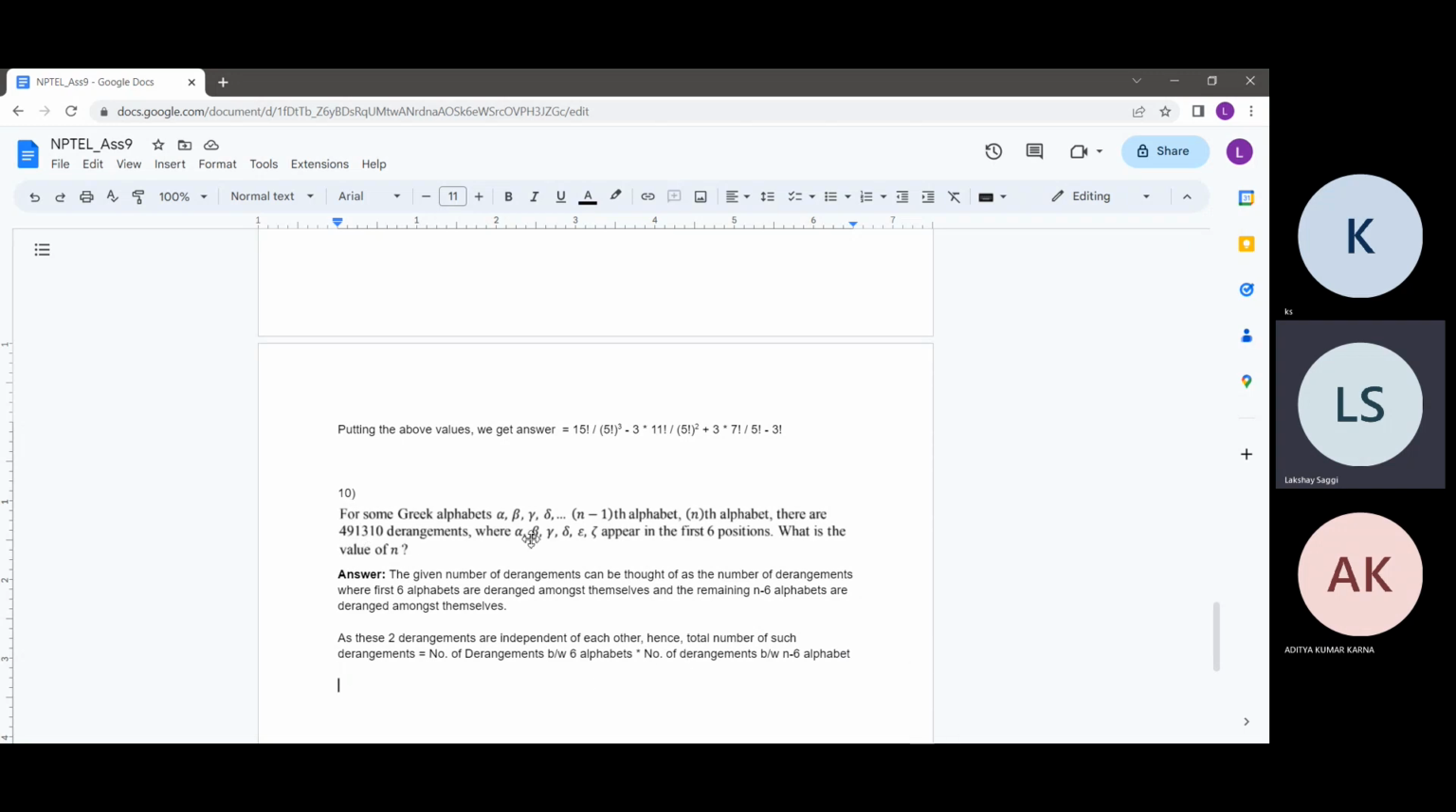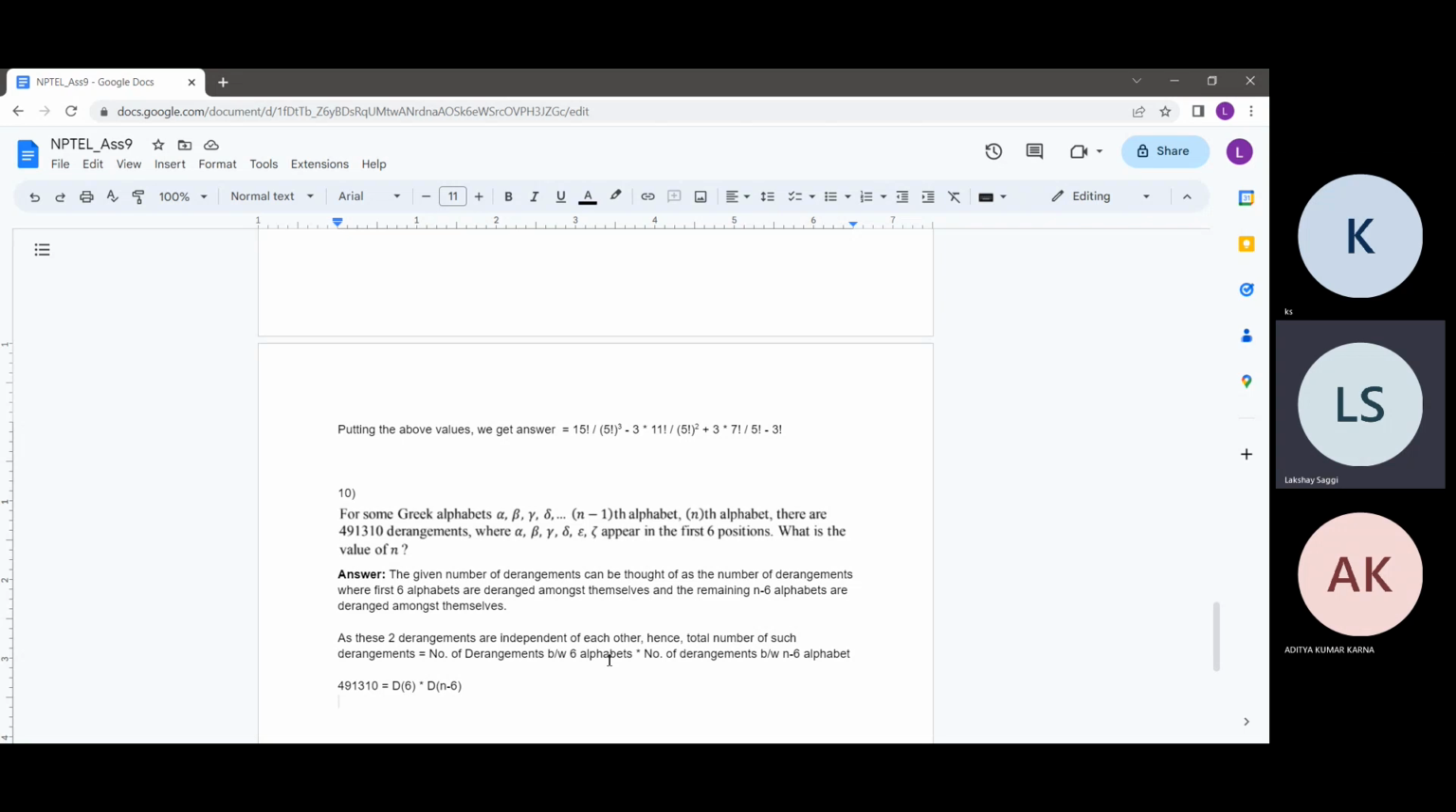And this total number is given by 491310. So this is nothing but the number of derangements between six alphabets. If we denote the derangement number as D, then D of 6 is just the number of derangements between six alphabets times D of n minus 6. Right. And we have already seen in lectures what the value of D of n is.